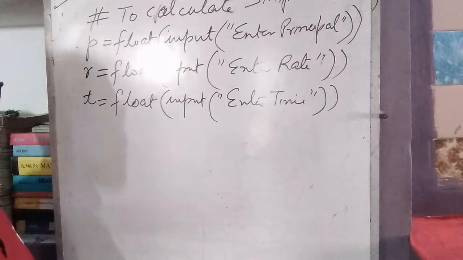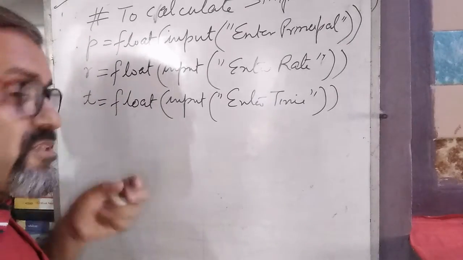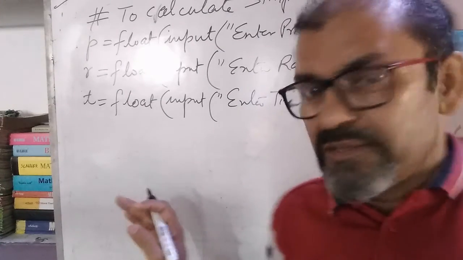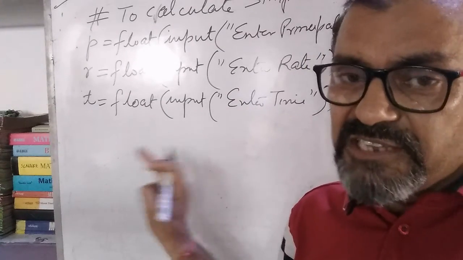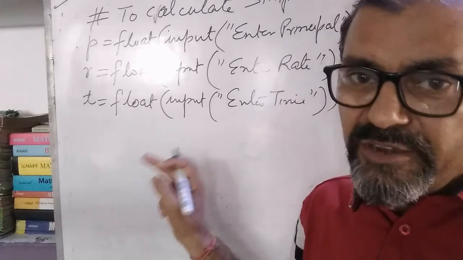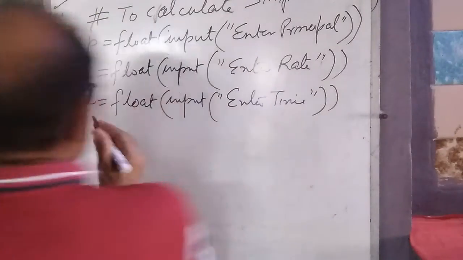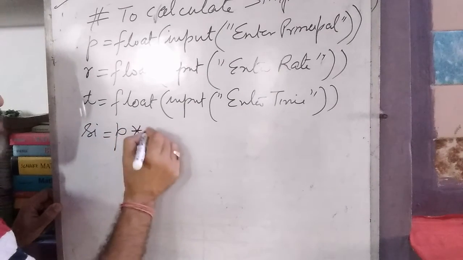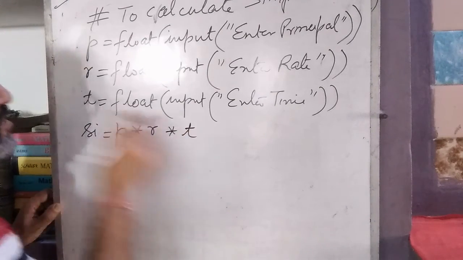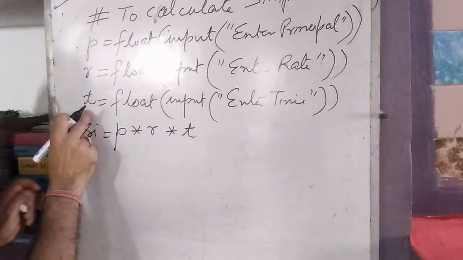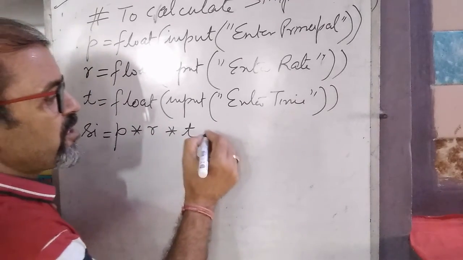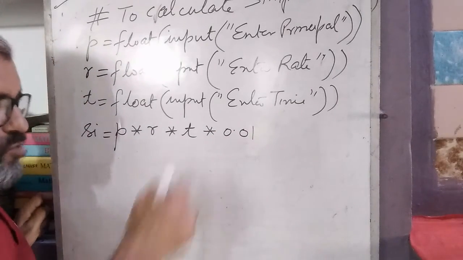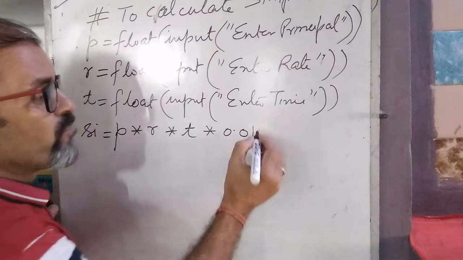So once these 3 inputs have been given, thereafter it is time for calculation of simple interest using the formula. So I will use the formula SI is equal to P into R into T upon 100. So another variable SI is equal to P multiplied by R multiplied by T, the same variables which you have given as input. Upon 100 you can also write here as into 0.01. Upon 100 I have converted into 0.01.